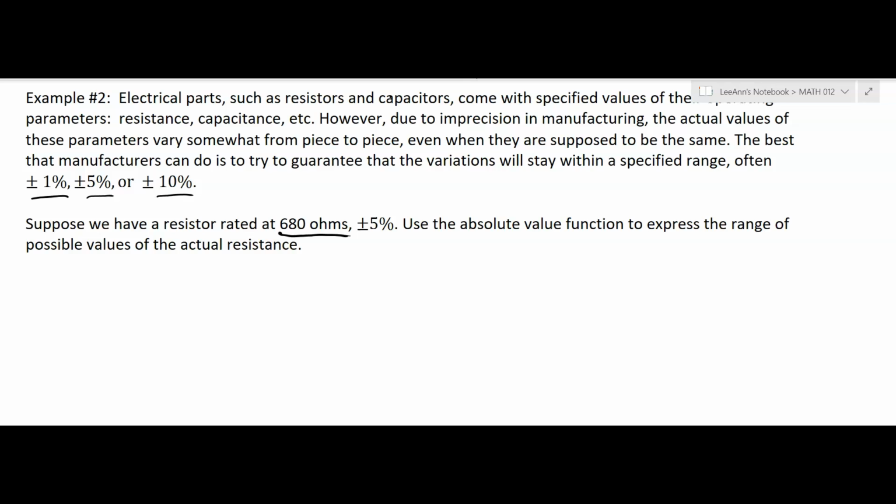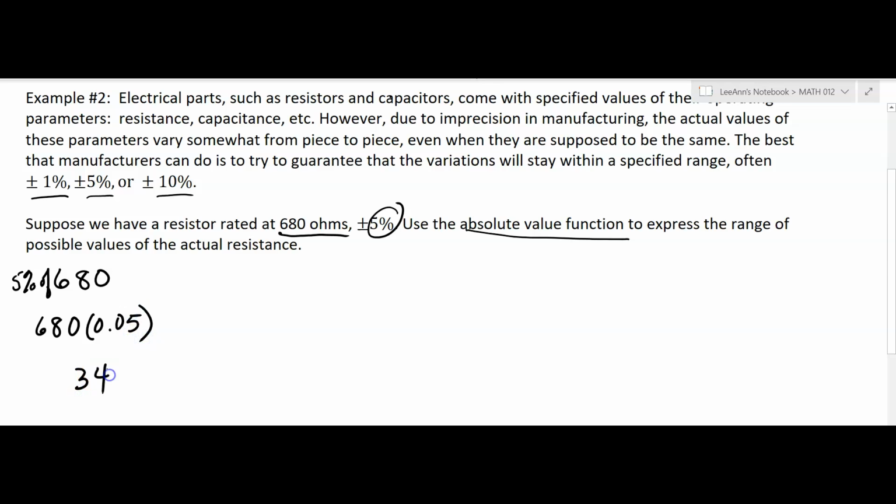So we're not going to actually write the range like in interval notation. We're going to use the absolute value function to express it. Okay, the first thing you have to do on this problem is figure out what's 5% of 680. So take on your calculator 680 times 0.05, and you get 34. Okay, so that's where the 34 comes from.